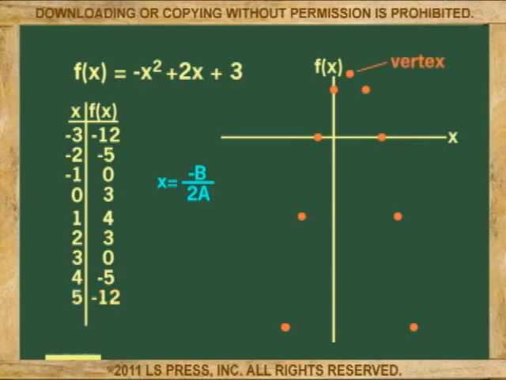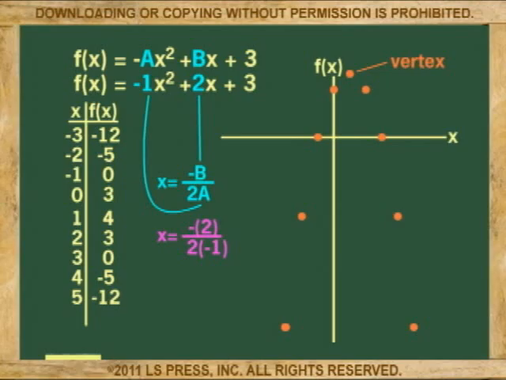Now, if we want to know the exact value of the vertex, we apply the equation x equals negative b over 2a. And we use the coefficient shown as reference in the standard parabola equation.